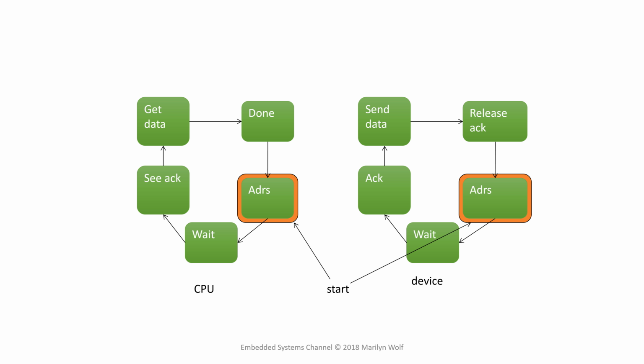Each side waits to perform some processing. When the device is ready, it sends an acknowledgement. The CPU then sees an acknowledgement and it gets the data ready and sends it to the device, which receives the data. When the device is ready, it sends an acknowledgement, which causes the CPU to recognize the operation is done, and then it ends up in its address state. Similarly, the device ends up in its own address state.